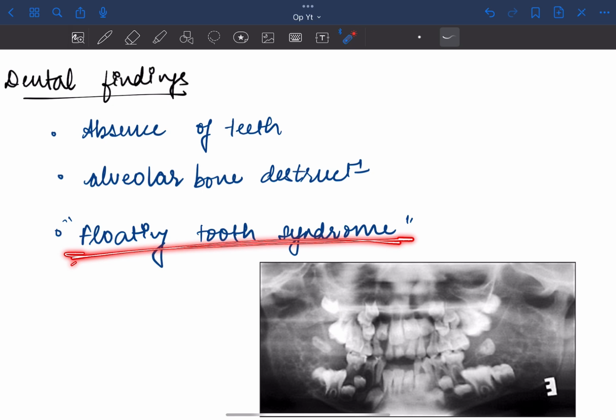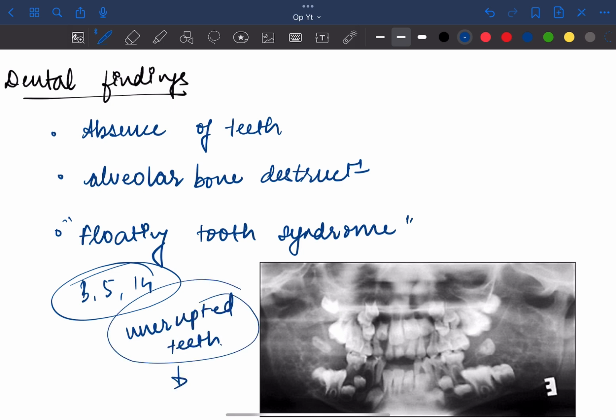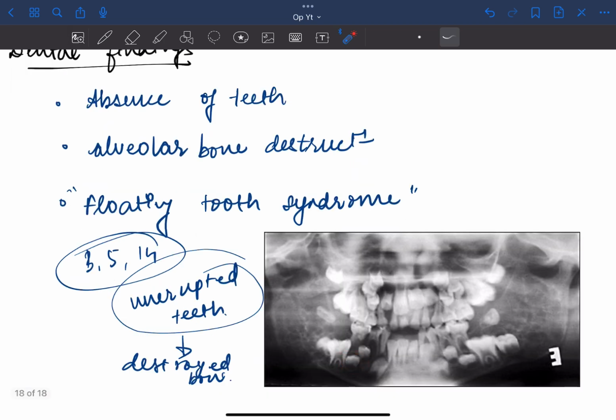And the important thing is floating tooth syndrome. This happens because the child is still at a young age, that is 3 years, 5 years or 14 years, and still there are a lot of unerupted teeth. The unerupted teeth along with the destroyed bone, so the teeth appear to be floating in this space. You can appreciate there is loss of bone here, and there are multiple unerupted teeth which seem to be just floating. You can relate it with the delayed eruption that we studied. Delayed eruption is happening because there is no bone to guide the tooth into the oral cavity. That's why there is a delayed eruption.